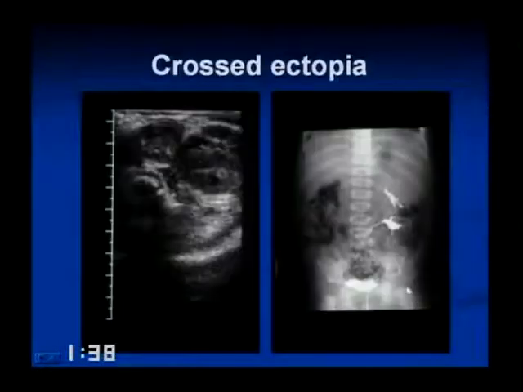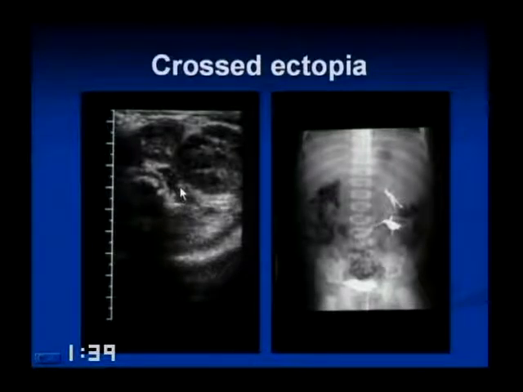The slide on your left is a sonographic examination showing crossed ectopia. We can see 2 kidneys, and they're touching, they're kissing kidneys. With crossed ectopia, there may be partial fusion or complete fusion.